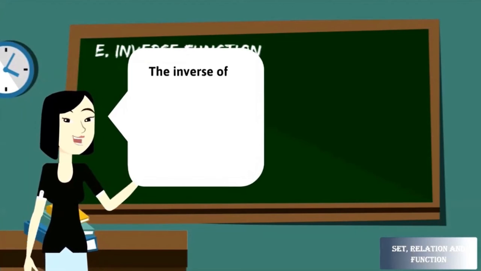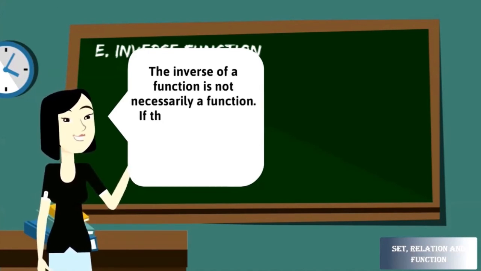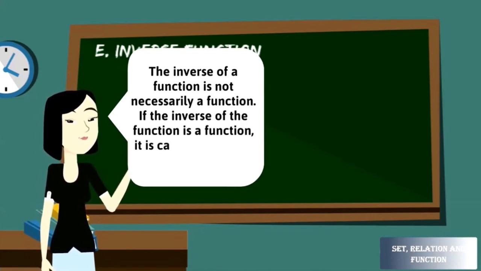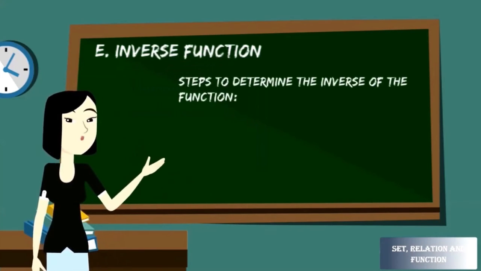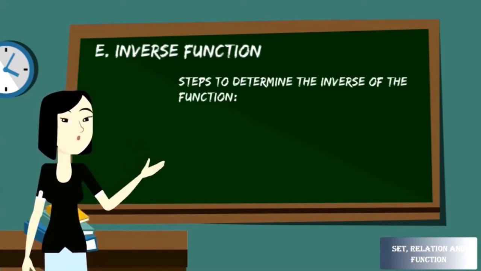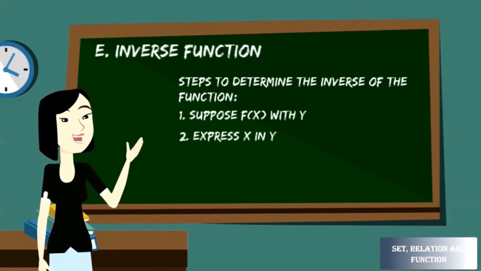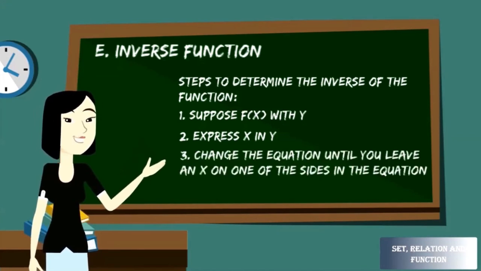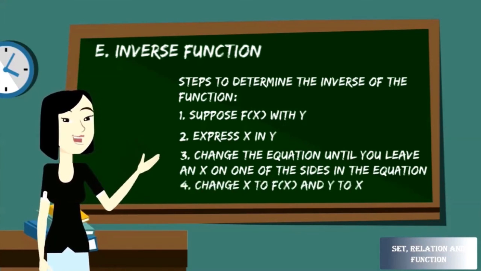The inverse of a function is not necessarily a function. If the inverse of the function is a function, it is called an inverse function. So now we will talk about steps to determine the inverse of the function. First, suppose f(x) is y. Second, express x in y. Third, change the equation until you leave an x on one side of the equation. And the last one is change the x to f inverse (x) and y to x.